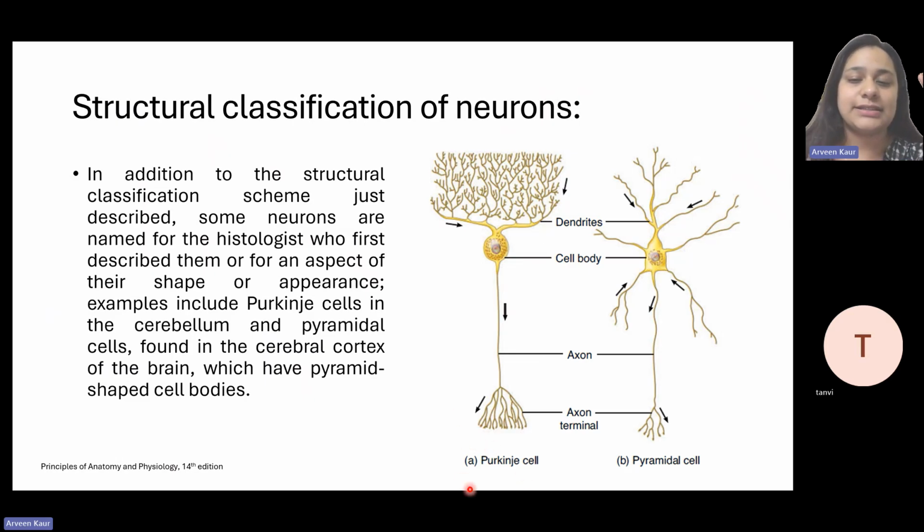Because they are so distinct looking, they were described by these particular people. Purkinje described this particular kind of neuron, which is present in the cerebellum, and this is what they look like. And these pyramidal neurons were named because their cell body is kind of pyramid shaped, and they are present in the cerebral cortex of the brain, right?